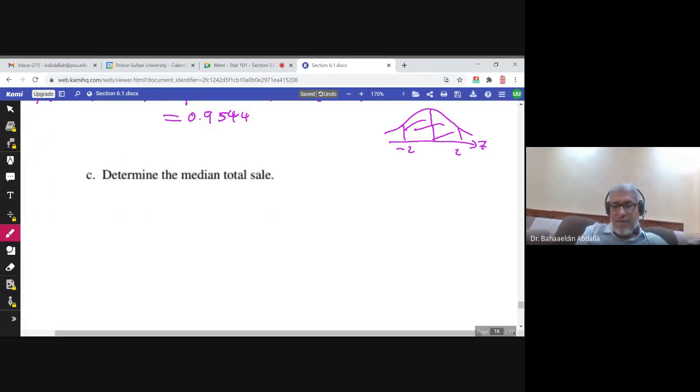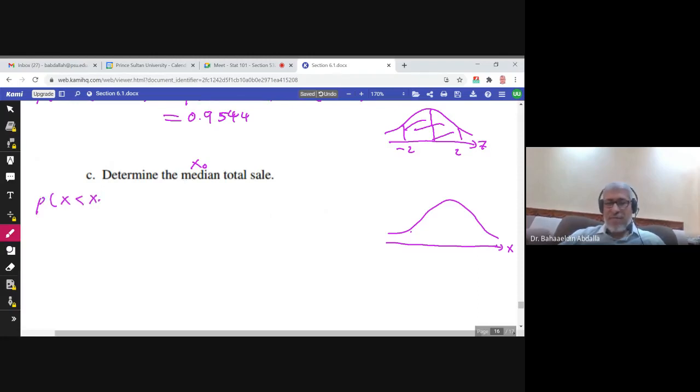Determine the median total sale. This is a nice question. Now he's talking about X, and he wants to find the median. Let us say that the median is X0. The median is a value of X. What do we know about the median? We know that the probability that X is less than X0 is 0.5, and the probability of X greater than X0 is 0.5. That's what we know about the median: 50% of the data lies to the right, 50% to the left.